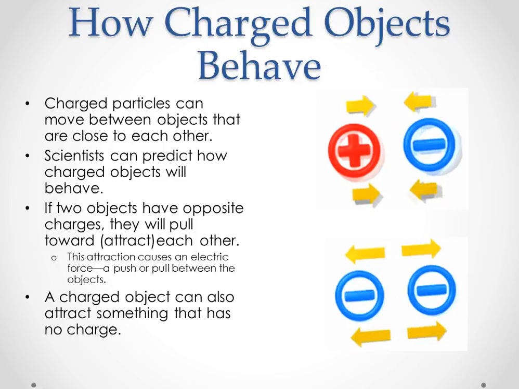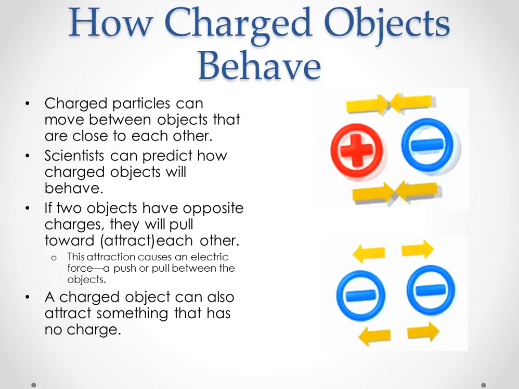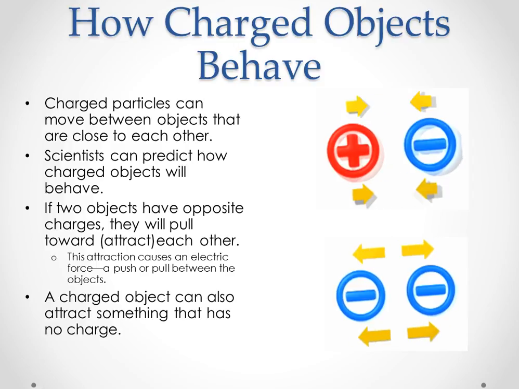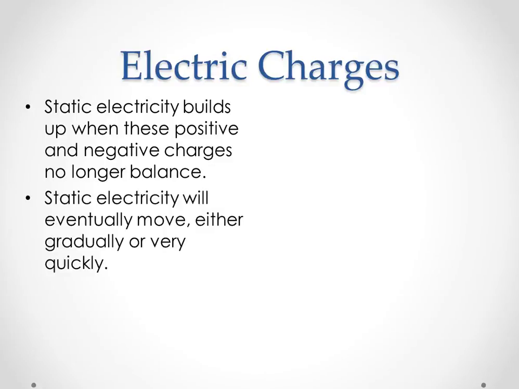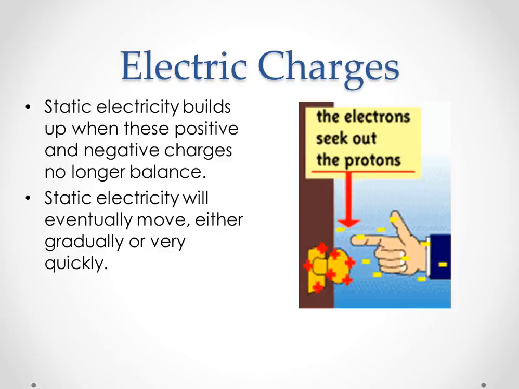Let me go back to here. Notice that if they're the same charge, if you see negative, negative, they repel each other. They pull away from each other. Static electricity builds up when these positive and negative charges no longer balance. So that means there's either more positive or more negative in that object. Static electricity will then eventually move either gradually or very quickly.